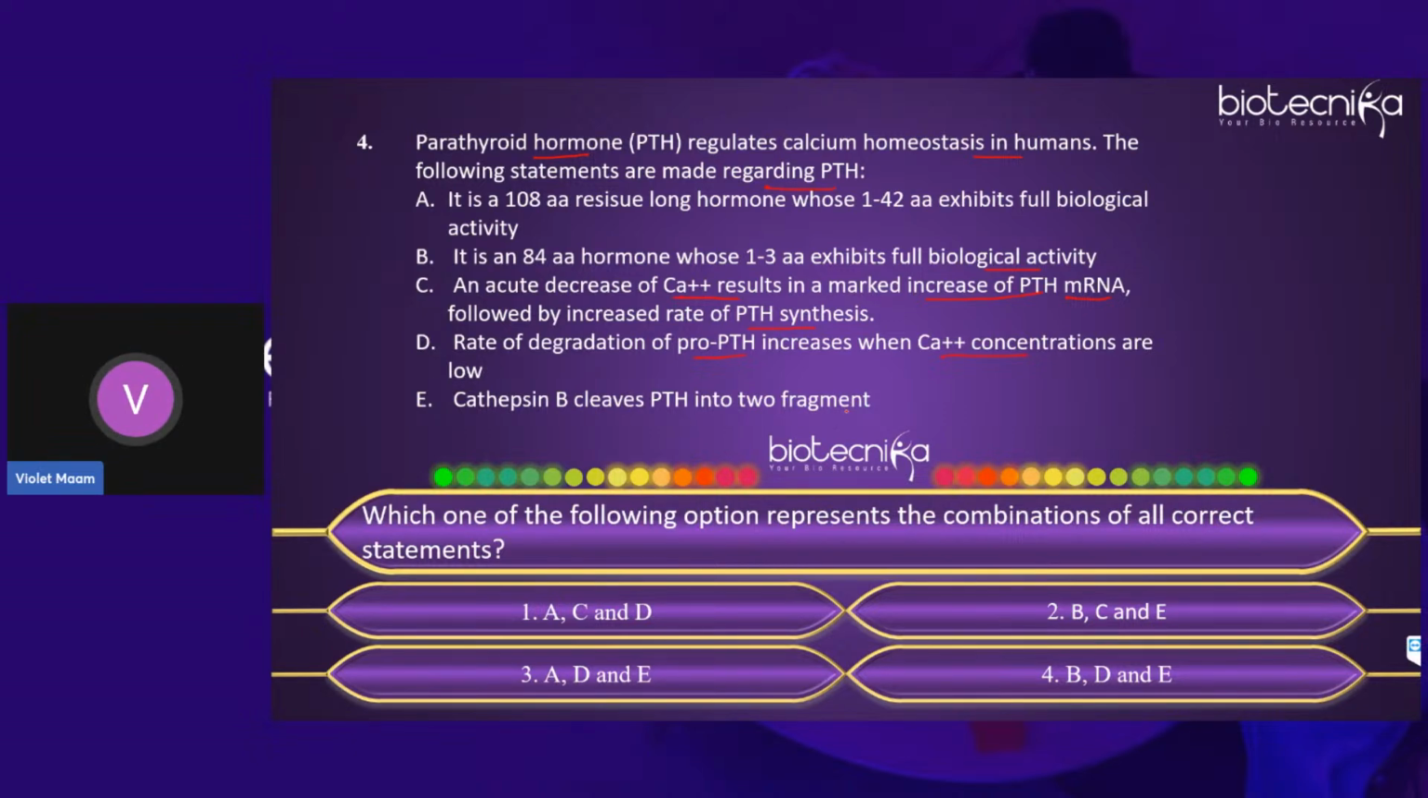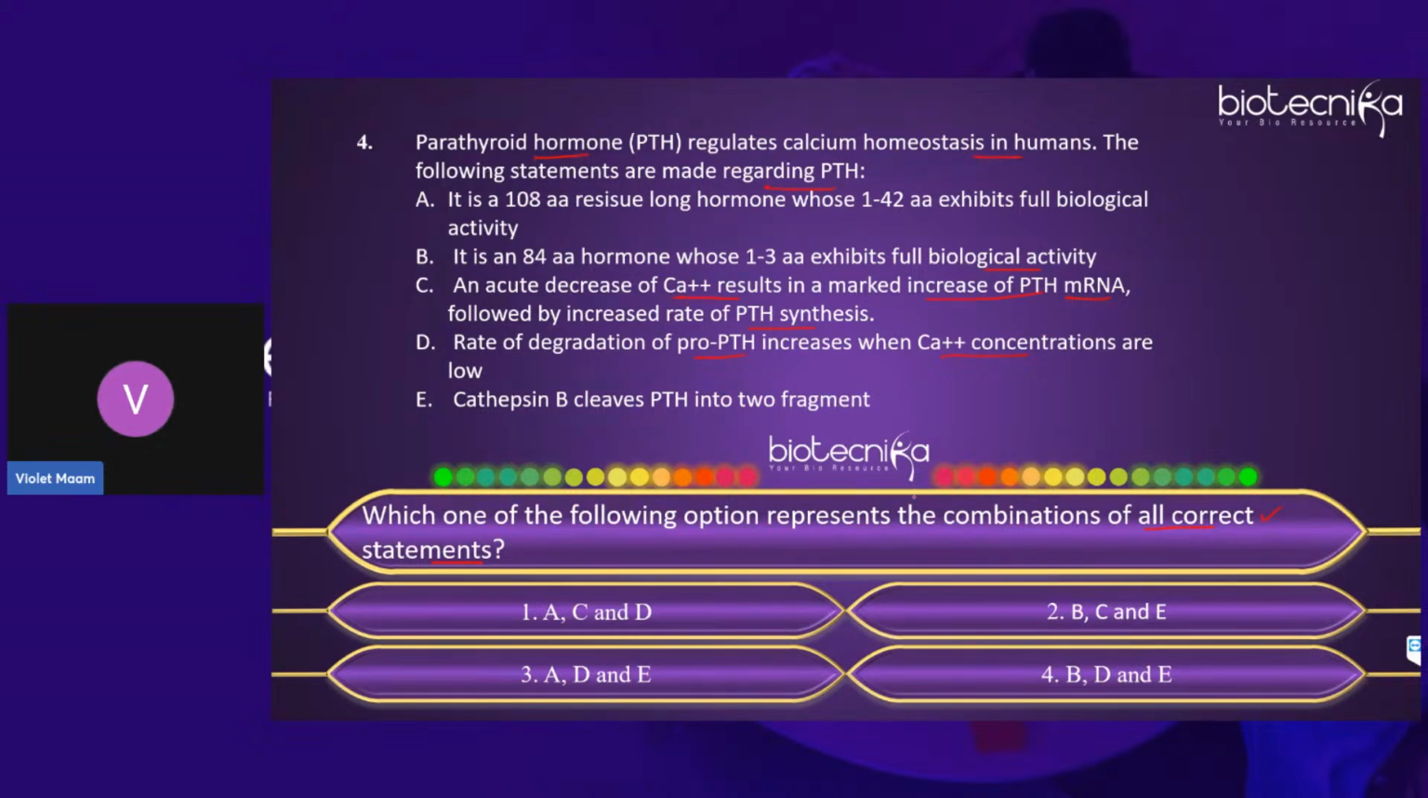Okay, so this is a very recent question that they had asked. Okay, Surinder, good. So which one of the following options represents the combination of all correct statements? Here you have to be very careful and think which are all the correct statements. Option 1: A, C and D. 2: B, C and E. 3: A, D and E. 4: B, D and E.